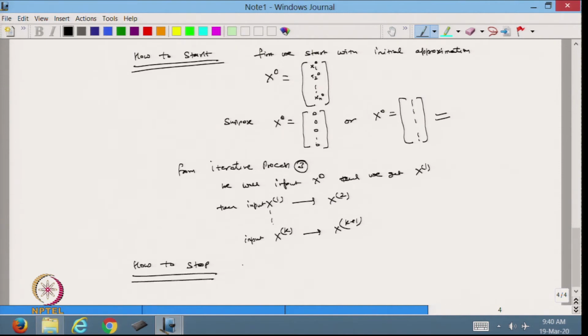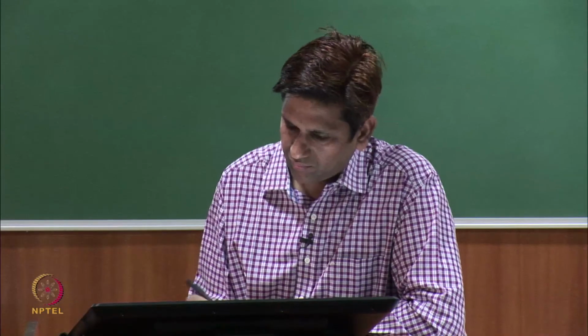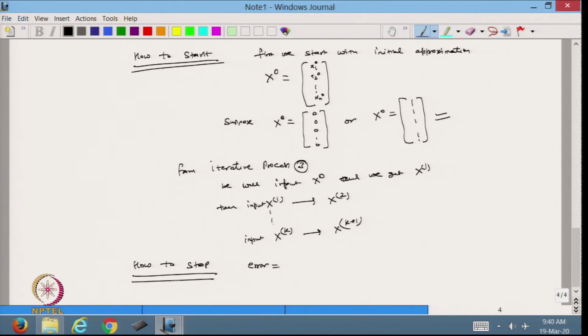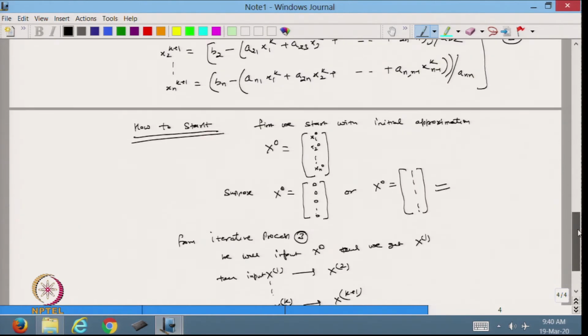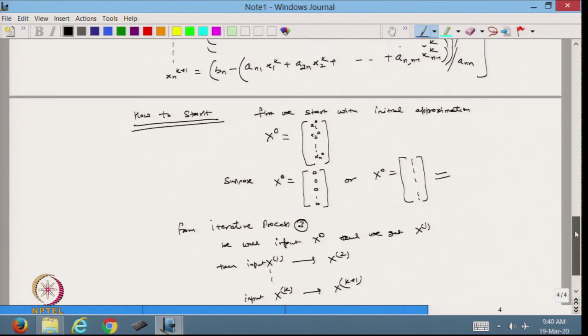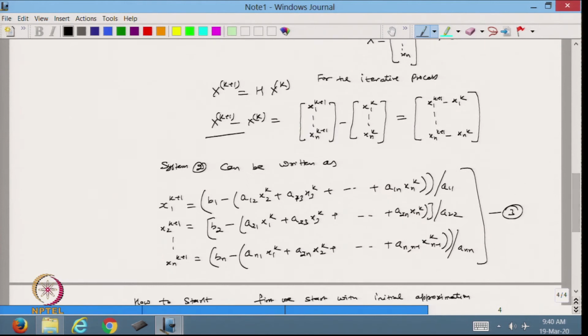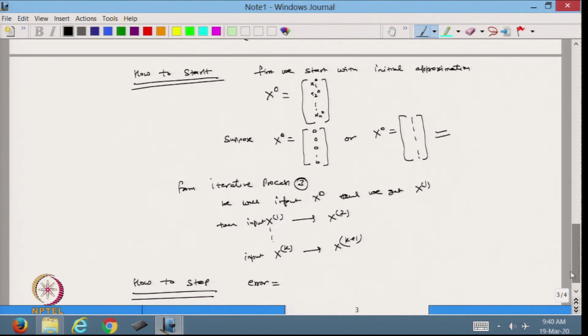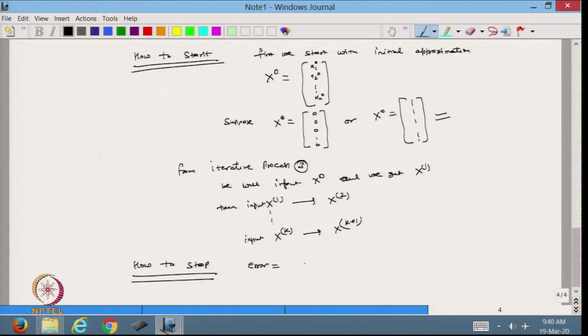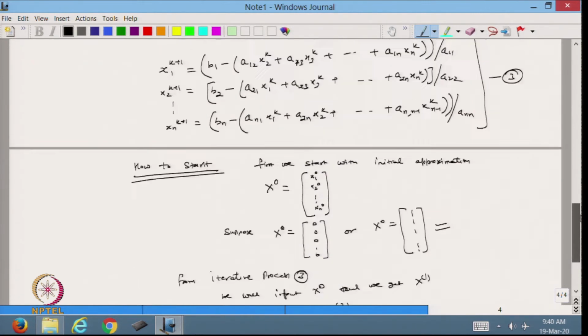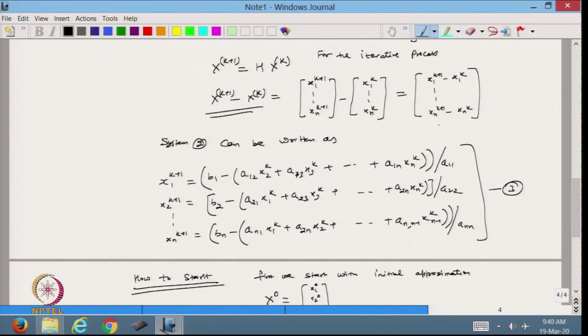So, in this case we will find out the error. How will we find the error? As I told you, the difference between x k plus 1 and x k. So, in this case I will find x k plus 1 minus x k. This difference is again a vector.